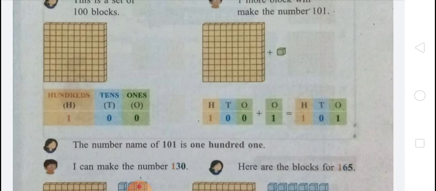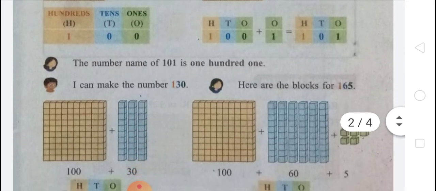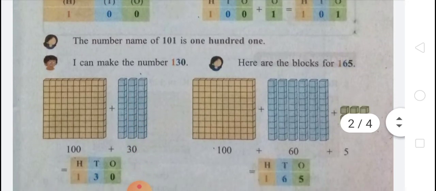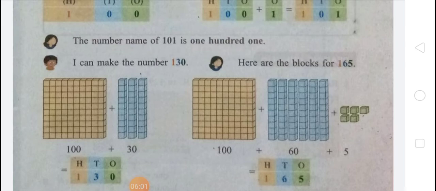In 101, on the ones place there is 1, on the tens place there is 0, and on the hundreds place there is 1. The number name of 101 is one hundred one.